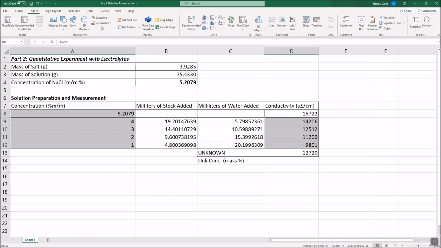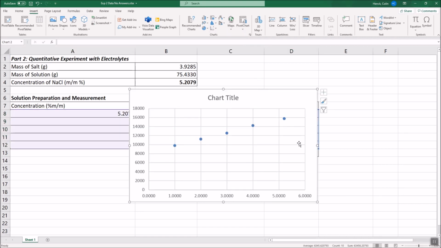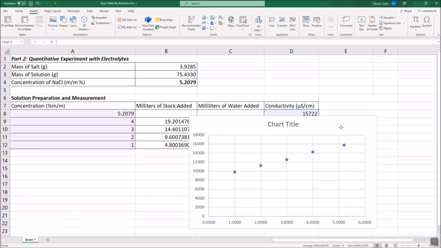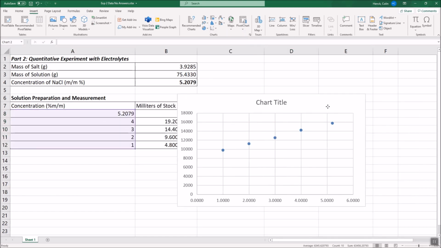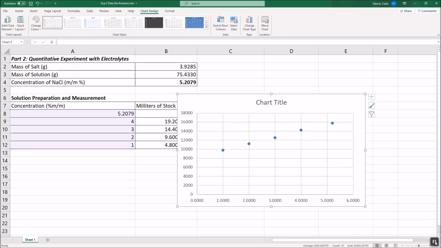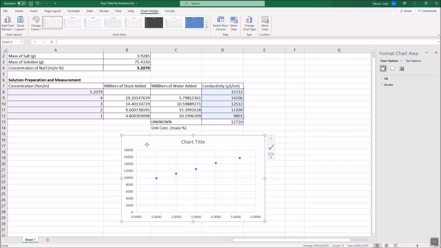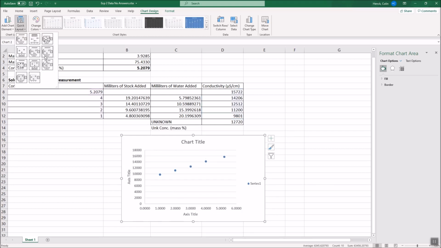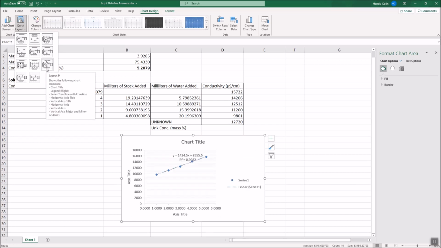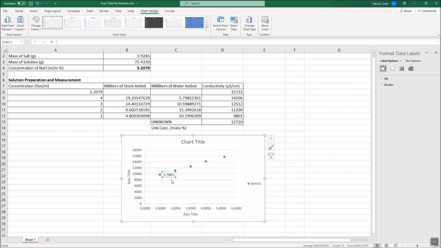I now go to Insert and an XY scatter, like so. Now I have my data. I'm just going to shrink it down here so we can see everything. Now that I have my data, I want to format my chart. In order to do that, I go to Quick Layout, and you can select this layout and it actually does the regression for you, or you can select this layout. I don't need this data point, so I'm going to delete it.